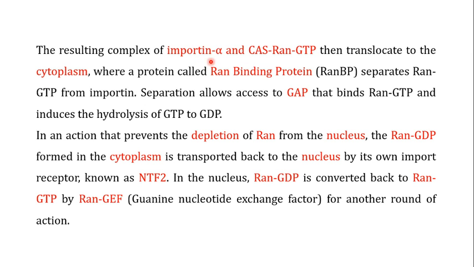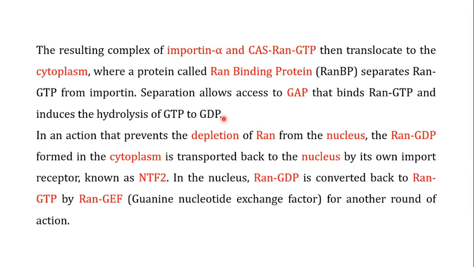So when this complex, the importin-α and the CAS RAN-GTP, moves into the cytoplasm, there is another protein called the RAN binding protein. This RAN binding protein interacts with the RAN-GTP, and when it does, it removes it from the importin-α. Now this separation allows access of the GAP, the GTPase activating protein. This GAP then acts on the RAN-GTP, and it will be converted into RAN-GDP.